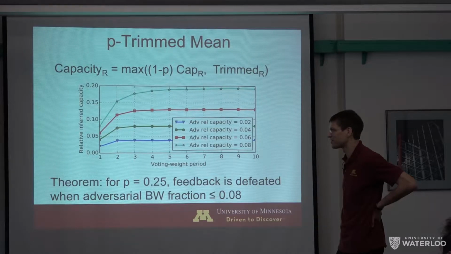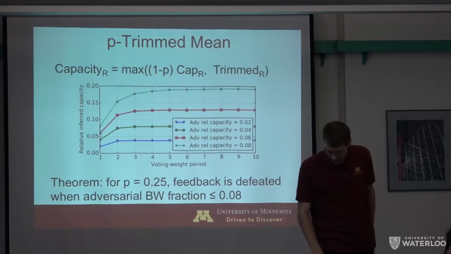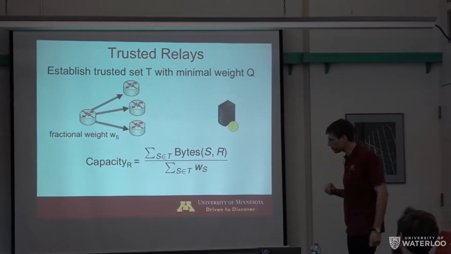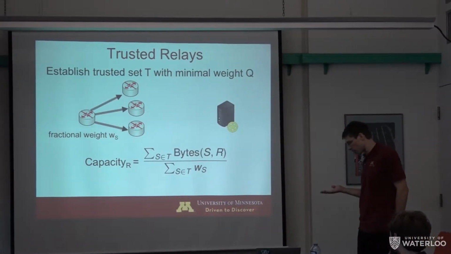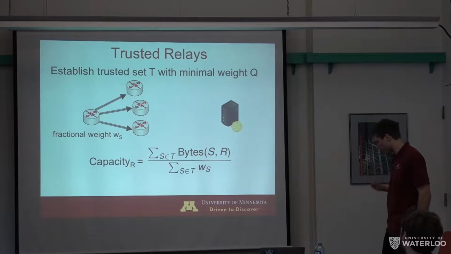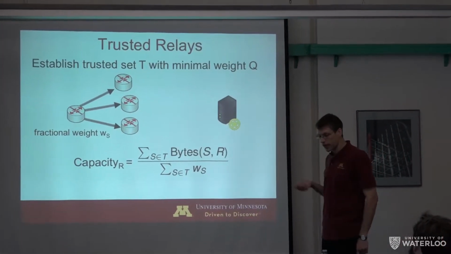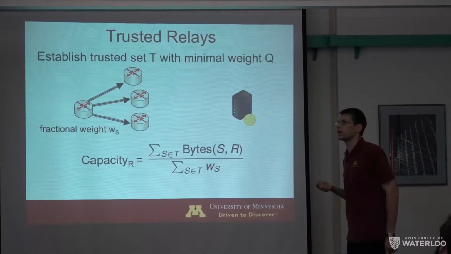Make sense? Okay. All right. So one other scheme, if we really are worried about more than 8% of the bandwidth of the network colluding, and we have a set of trusted relays, we can do better.